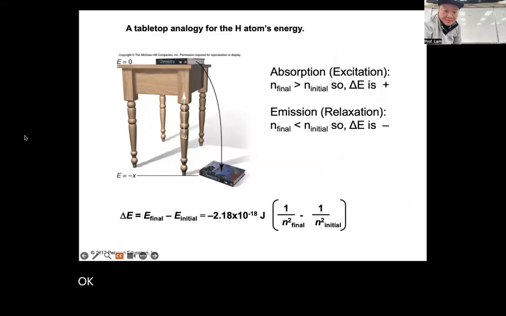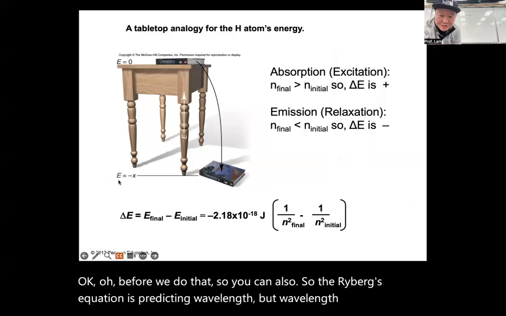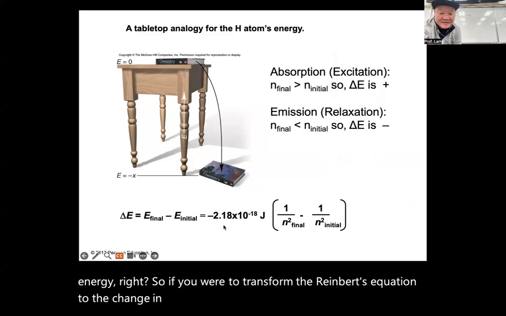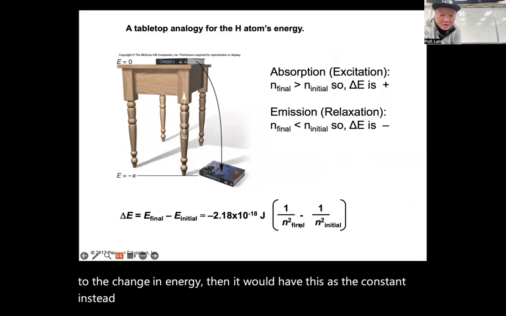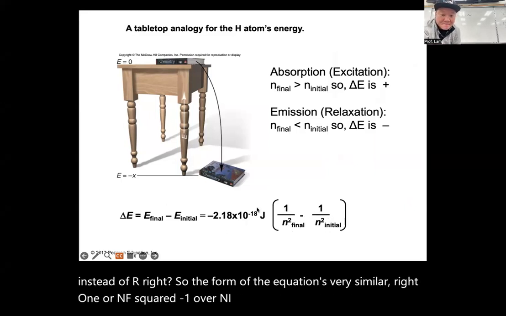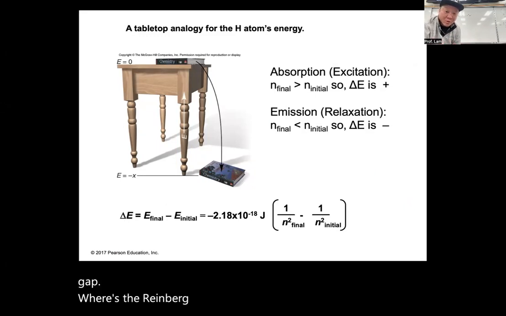Oh, before we do that, the Rydberg equation is predicting wavelength, but wavelength is related to energy, right? So if you were to transform the Rydberg equation to the change in energy, then it would have a different constant instead of R, right? So the form of the equation is very similar: 1 over nf squared minus 1 over ni squared. But just this constant is different because we are now thinking about it in terms of energy gap, whereas the Rydberg equation is solving for wavelength, right?